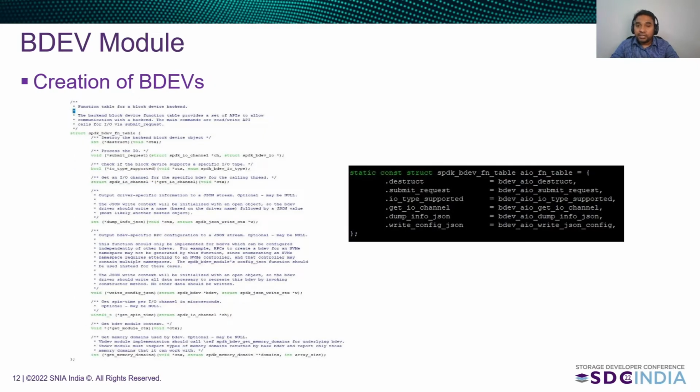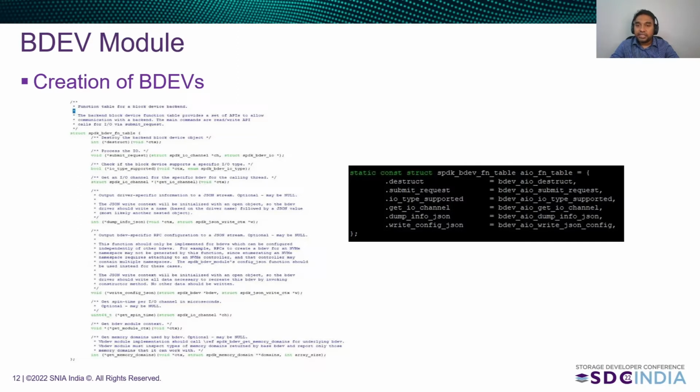After the BDEV module is registered with the SPDK storage stack, the individual BDEVs can be created by calling the function SPDK BDEV register with a pointer to the SPDK BDEV structure as an argument. The most important field of the SPDK BDEV structure is the SPDK BDEV function table. It consists of function pointers which are necessary to perform I/O on the individual BDEVs.